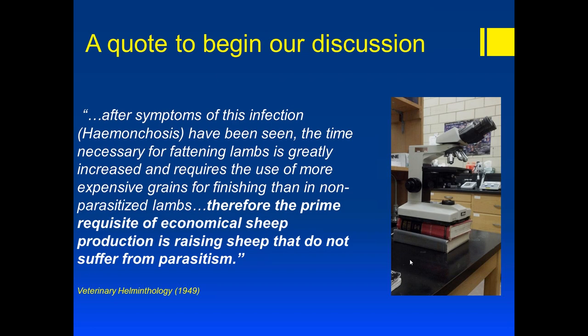So in 1949, Dr. Morgan, one of the gentlemen who wrote this book, had the idea that we need to be raising sheep that don't suffer from parasitism, because they didn't have any drugs to really use. On the next page that followed this timely quote, there were instructions on how to mix nicotine to give to sheep to treat parasites, and that was really the only drug that they had at the time. Since then, we've really exploded in terms of the number of chemotherapeutics that we use to treat parasitism, and that is ultimately why we're having this conversation today.